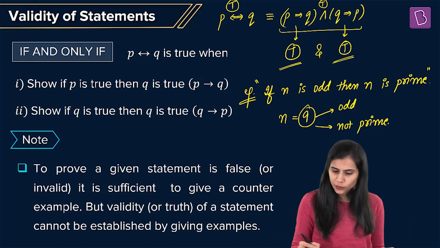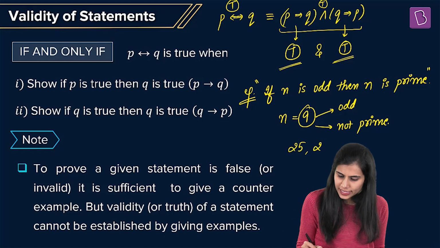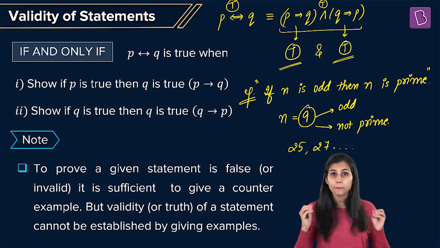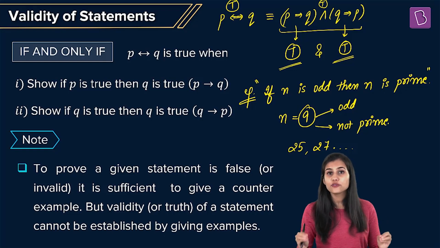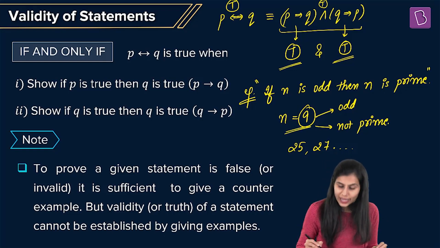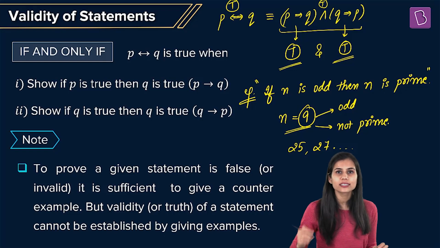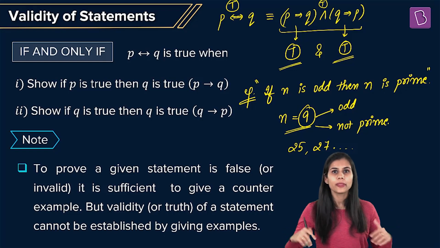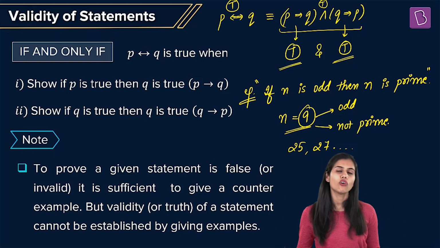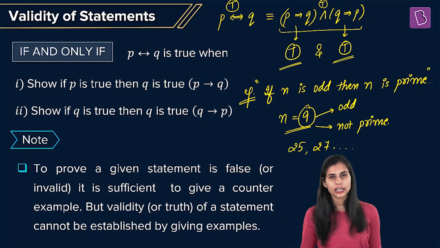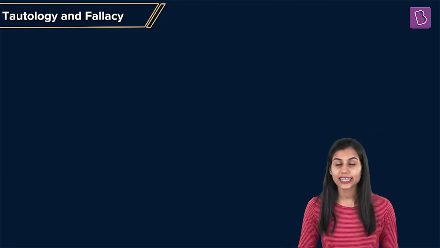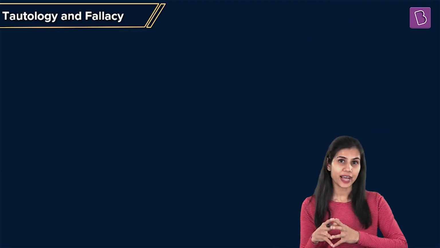We don't have just 9, we have 25, 27 and tons of odd natural numbers which are not prime. But the counter-example approach says that if you are able to find at least one such example which opposes the statement, that is enough, that is sufficient for you to conclude that the given statement is invalid or false. Understood? Moving ahead, the next concept for discussion is tautology and fallacy.